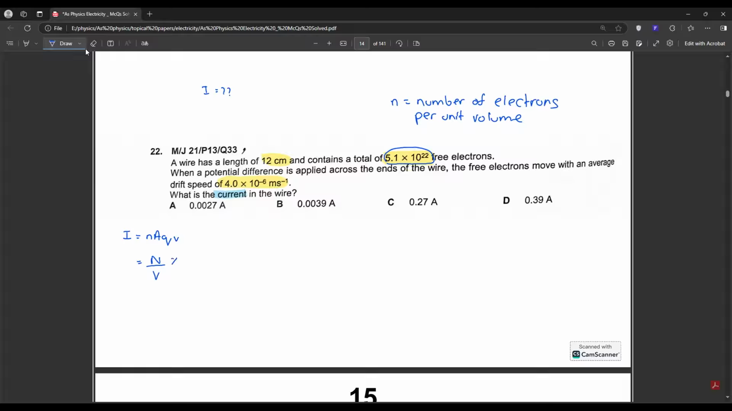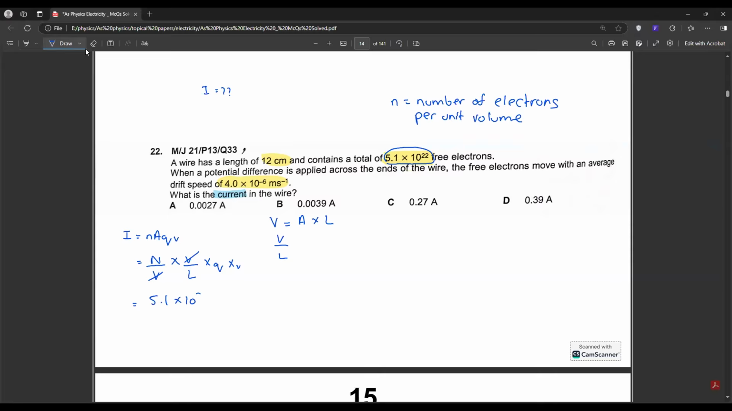Perfect. Area can be represented how? We know volume is equal to area into length. Volume over length must be equal to area. So let's replace area with volume over length, multiplied by the charge, multiplied by a small v, that is the drift velocity. V and V cancel out. What is the total number of electrons?